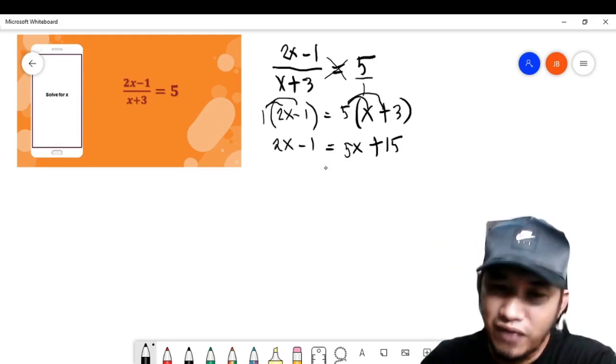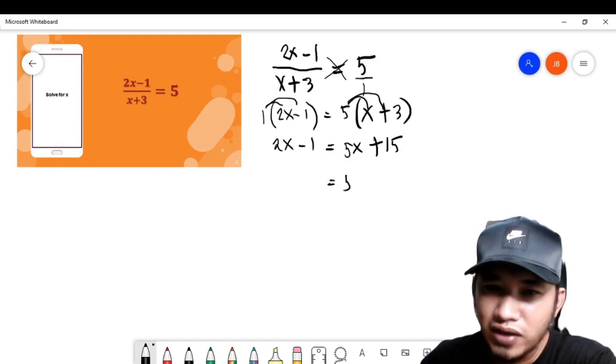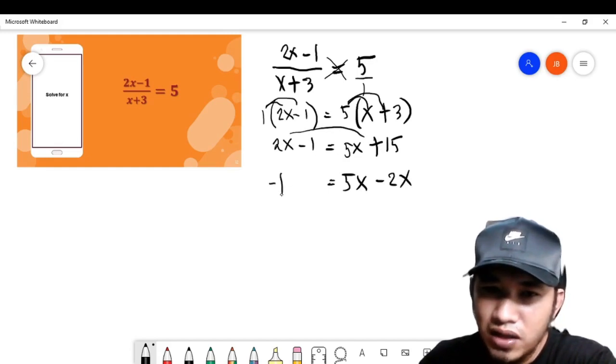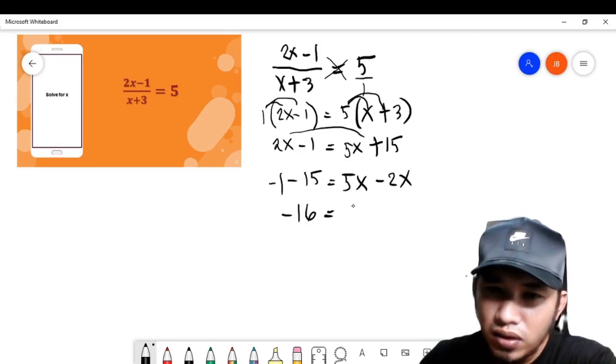In terms of x. Okay, so 5x nasa right side ng ating equation, ilipat natin dun si 2x. So 5x at ililipat dun si 2x, magiging negative 2x. Okay, so negative 1, and then transfer positive 15 to the other side, it becomes negative 15. Negative 1 and negative 15, that is negative 16, is equal to 3x. 5x minus 2x is equal to 3x.